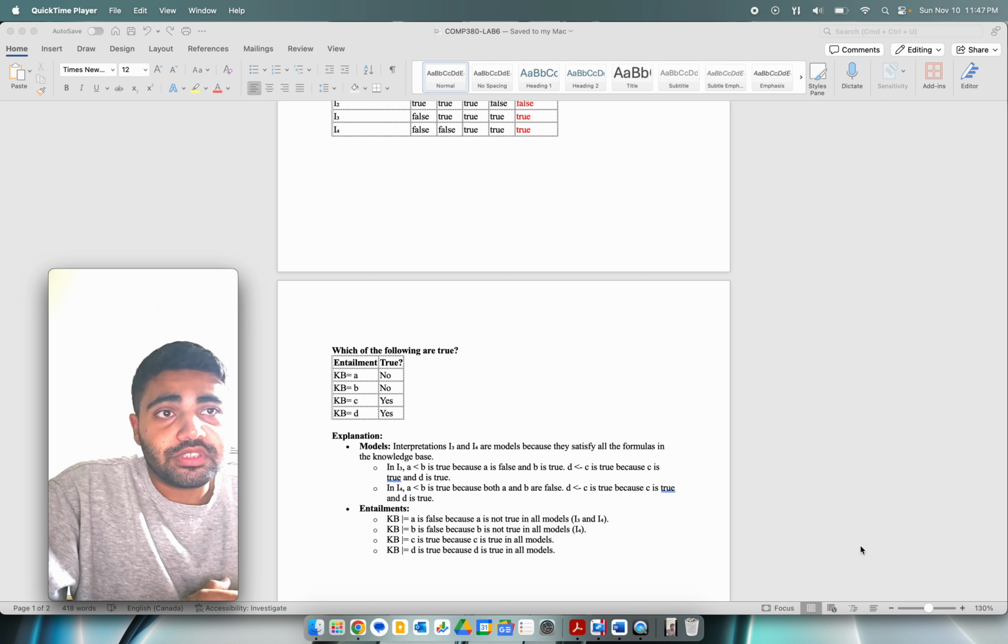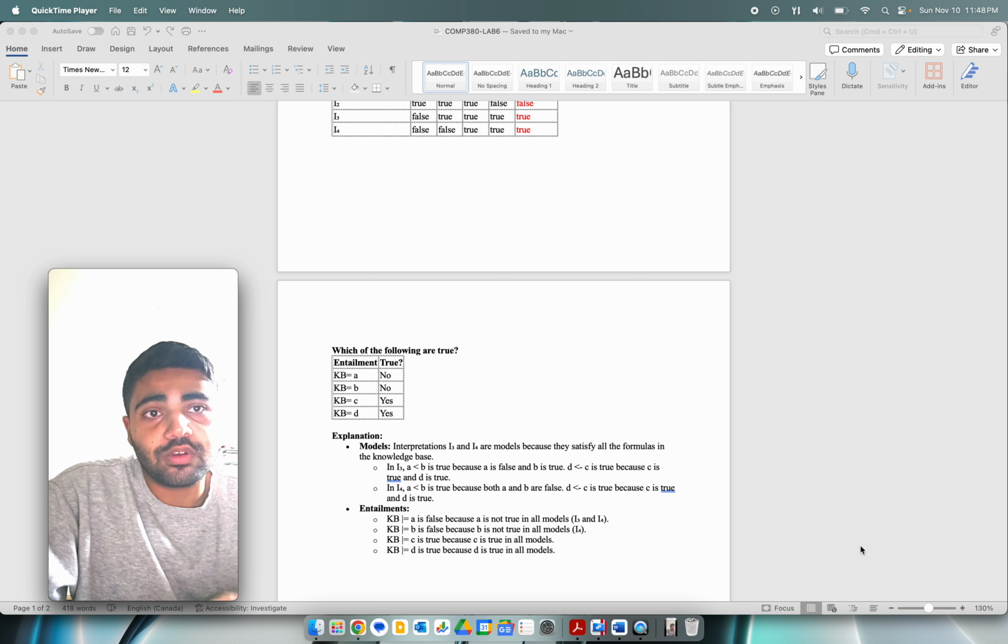asking which propositions must be true in every model. Here is what we found: C and D are entailed by the knowledge base, meaning they're true in every model, but A and B are not entailed because they're not true in all possible models. So we can confidently conclude that C and D are guaranteed by our knowledge base.